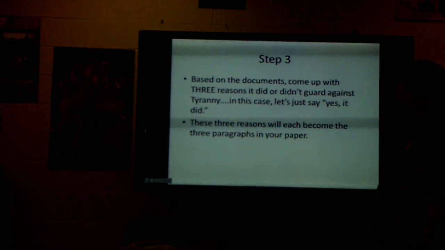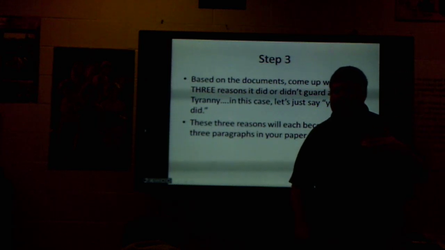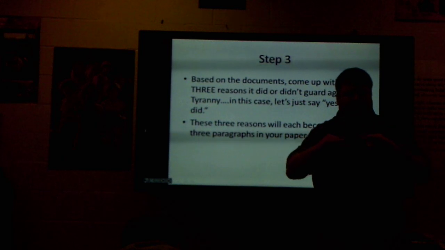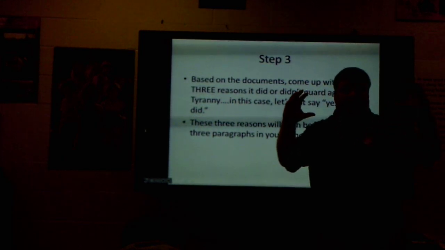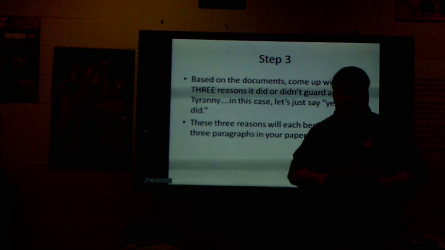These 3 reasons will become the paragraphs of your paper. Each one of those reasons becomes a body paragraph. Understand? So you got your intro, then you got your 3 body paragraphs. You're going to elaborate on each of your reasons in those paragraphs. Okay, and then you write your conclusion.